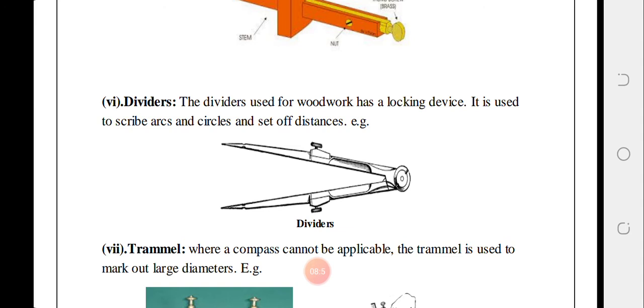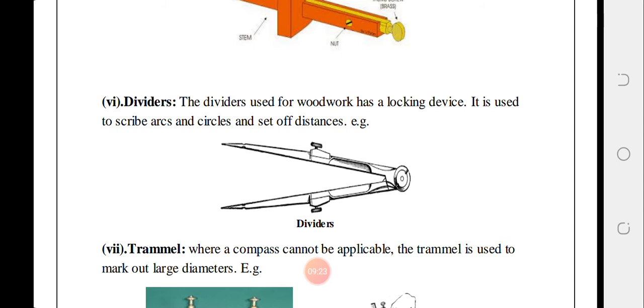Actually, they are used for woodwork as a locking device. In our own terms, let me just say the divider is used for marking out points. It's used for transferring points. When you put the divider, it transfers the length from one point to another. So in woodwork, that's for normal school work. When we are working, we use the divider to transfer length from one point to another.